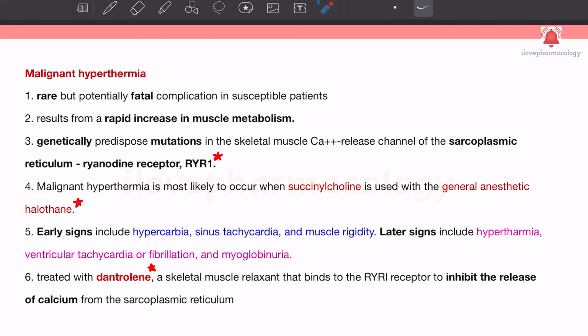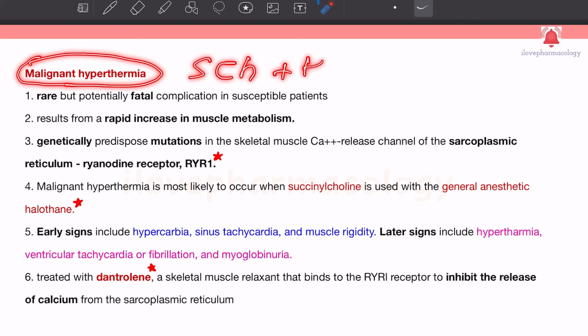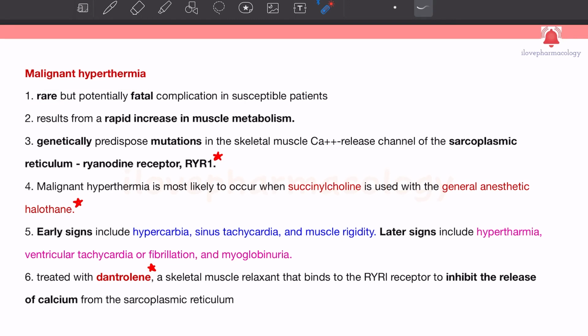So malignant hyperthermia is one of the very important side effects encountered with succinylcholine. So please remember, this malignant hyperthermia risk increases whenever succinylcholine is administered along with the general anesthetic halothane. It is very rare, but it will produce a potentially fatal complication in susceptible individuals. So basically, in malignant hyperthermia you're going to see a rapid increase in muscle metabolism. And this malignant hyperthermia is usually seen in individuals who have mutations in the ryanodine receptors.